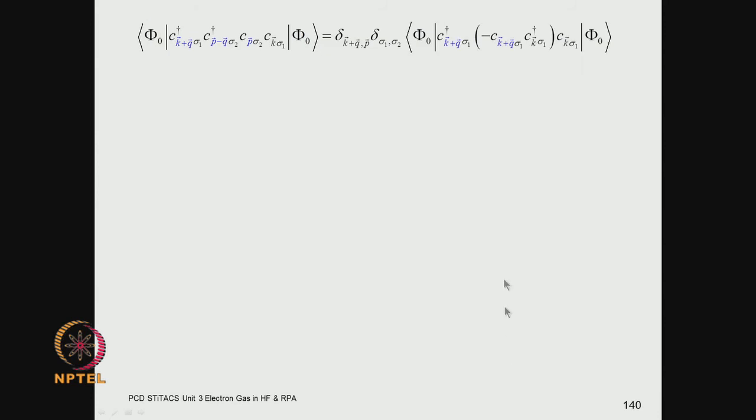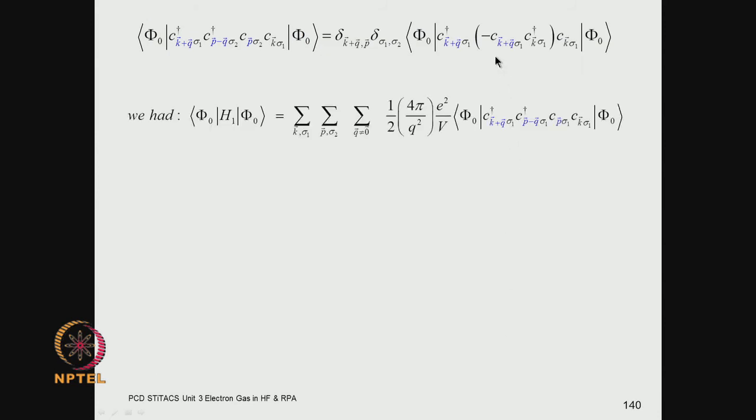So, let us write it at the top of the next slide, which is here. Okay. So, this is the term we are looking at, and this was just a part of the matrix element. The full matrix element of the perturbation Hamiltonian has got all of these summations to be taken care of, then you have got this factor of half 4 pi over q square e square over v, and then you had the matrix element of the creation and destruction operators in the unperturbed ground state. So, this part of the matrix element, which is the matrix element of the creation and destruction operators in the unperturbed ground state, is evaluated over here.